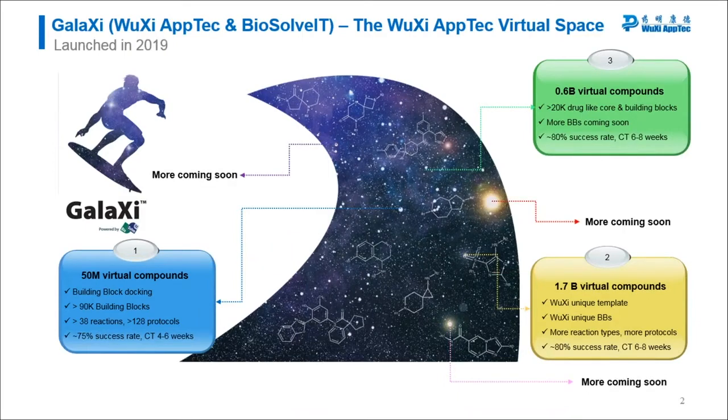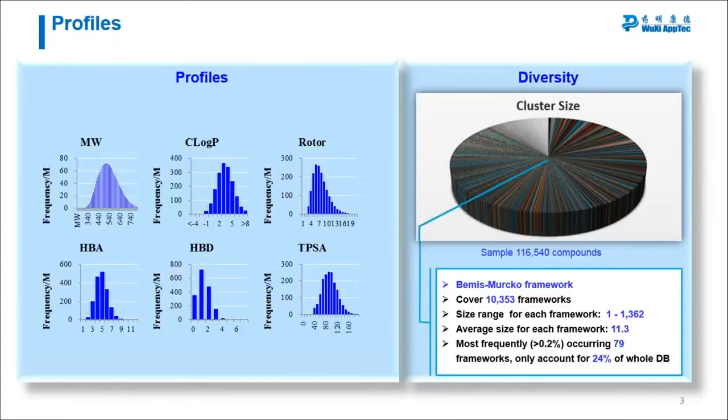As I mentioned, we are designing more and more virtual compounds and making this virtual space larger, based on our knowledge and chemistry experience. We also want to make this virtual space around the 10 billion compound scale. Here we show the profile of our virtual space.